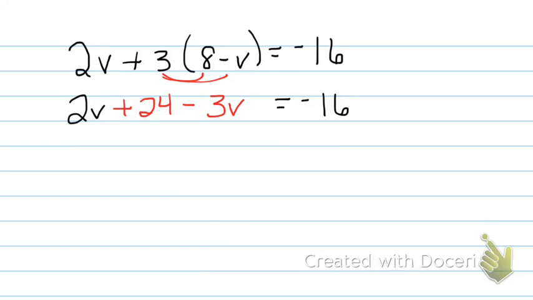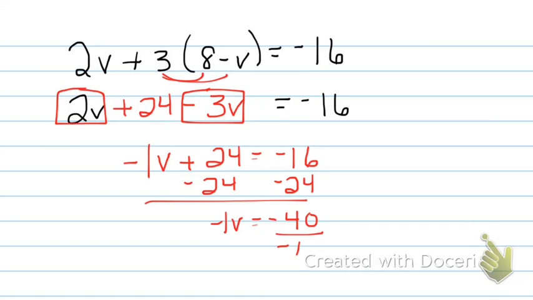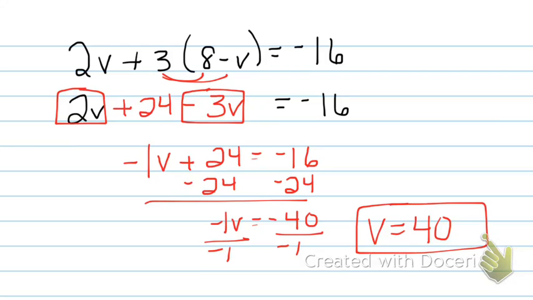Okay, time to combine like terms. The v family: here's a 2v, here's a negative 3v. When you put them together, you get negative 1v. Then recopy the plus 24 equals negative 16. Now we know what to do: mother-in-law. Subtract 24 from both sides. You get negative 1v equals negative 40, I believe. Then divide everything by negative 1. How easy is that? v equals 40. There you are. Not bad. Not real threatening here.